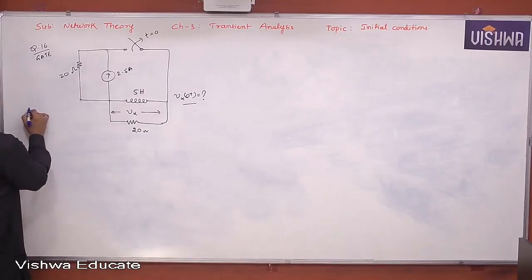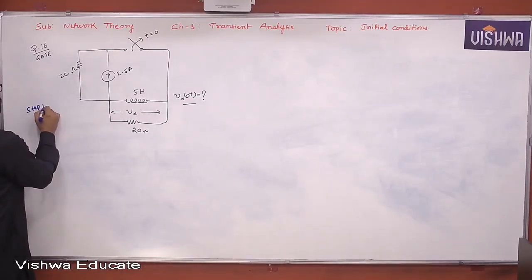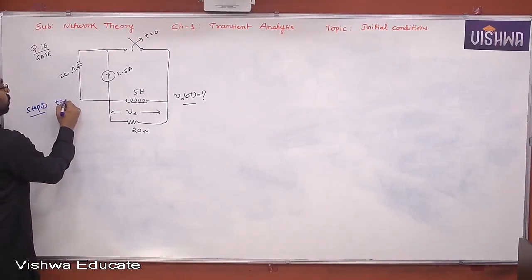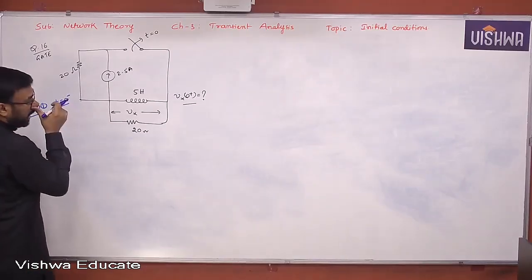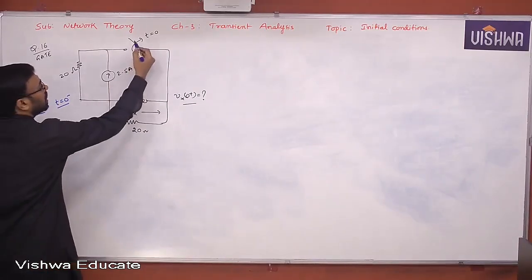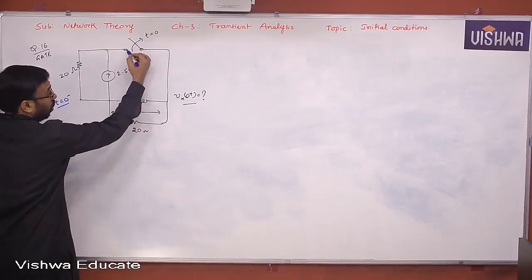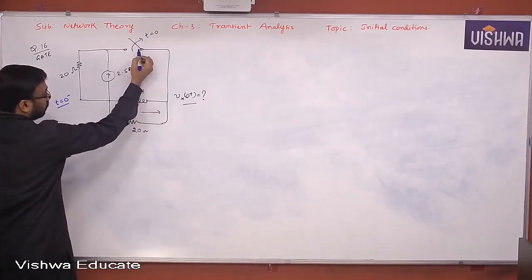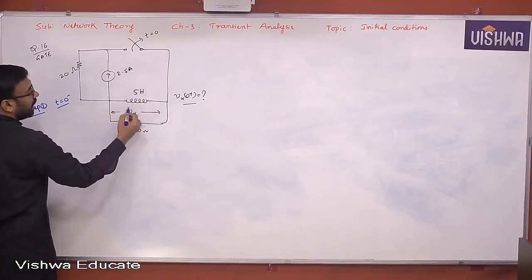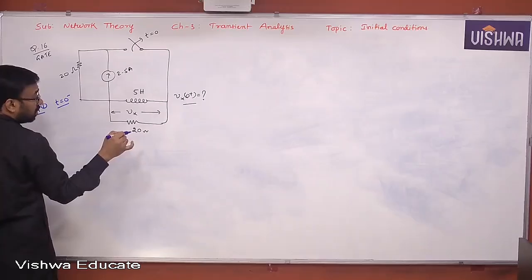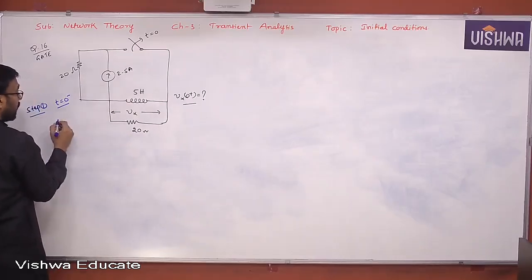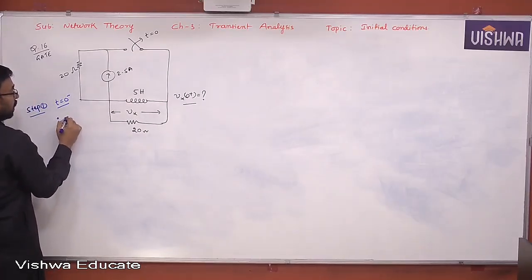But for that, you require step 1, construct t equal to 0 minus equivalent circuit. T equal to 0 minus equivalent, what is the position of the switch? Closed, right? This is closed. How is the inductor acting? Short circuit. Yes or no? And what is your objective here? Your objective is to determine IL of 0 minus. Yes or no, all of you?